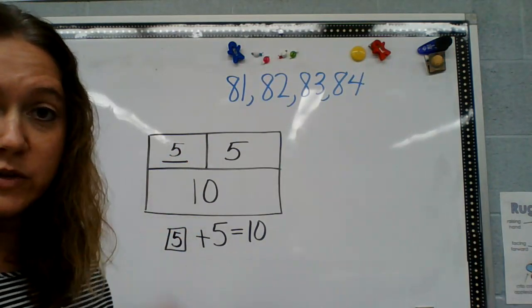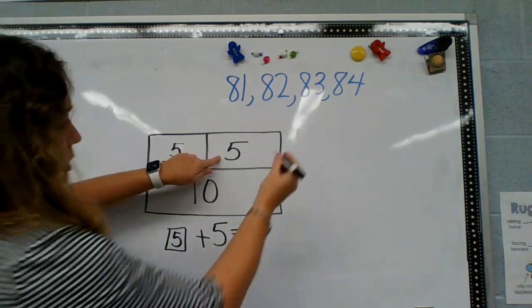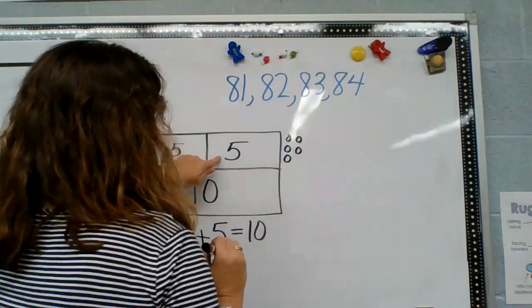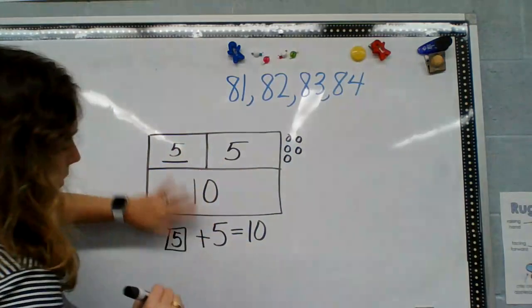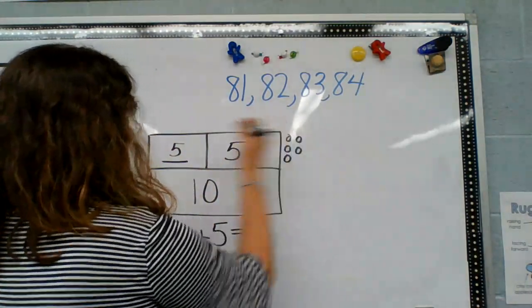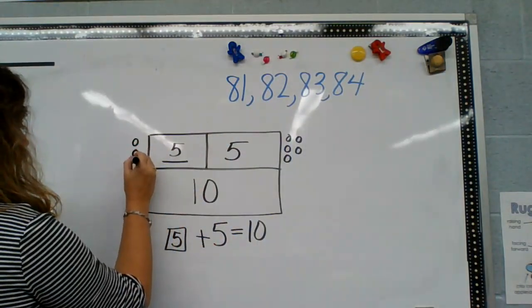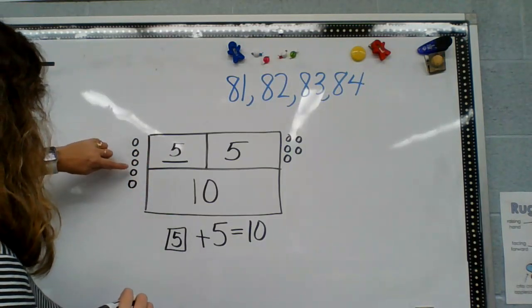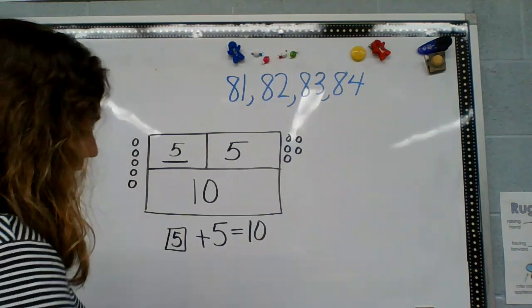If you wanted to draw the circles like I showed you, we know there are 5. And we're trying to come up with 10, so 5, 6, 7, 8, 9, 10. So 1, 2, 3, 4, 5. 5 plus 5 is 10.